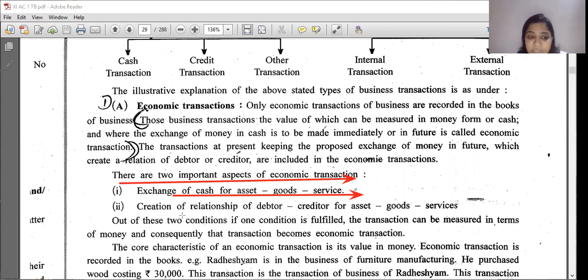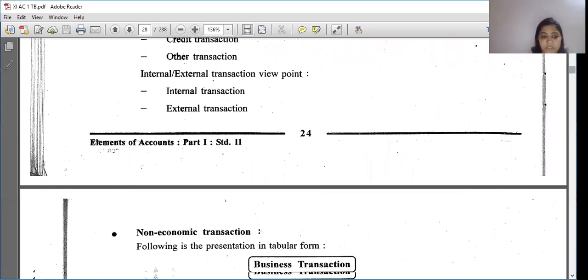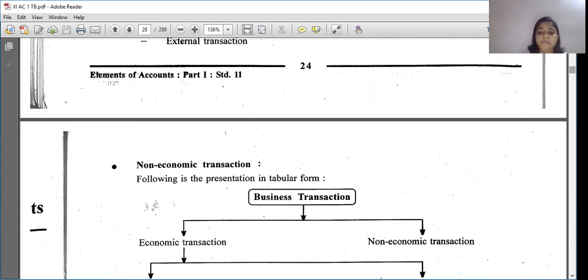So when it is a credit transaction, then only the debtor or creditor relationship for assets or goods or services arises. Out of these two conditions, if one condition is fulfilled, the transaction can be measured in terms of money, and consequently that transaction becomes an economic transaction. Right. So here I don't think you would be having an issue. What is economic transaction? What is non-economic transaction? Everything we are seeing is in clear form.